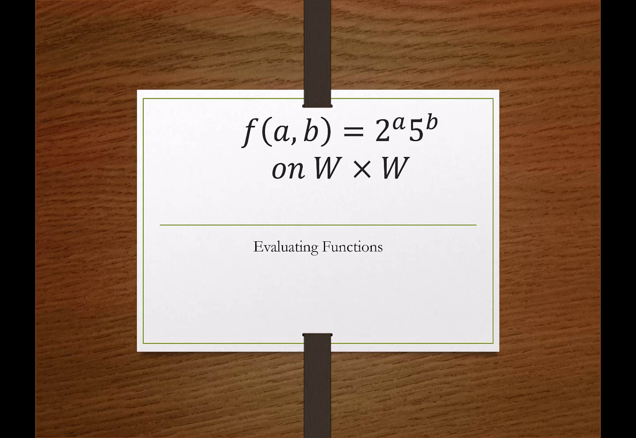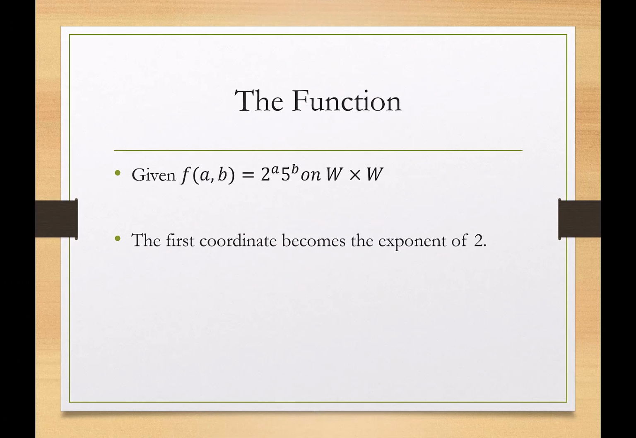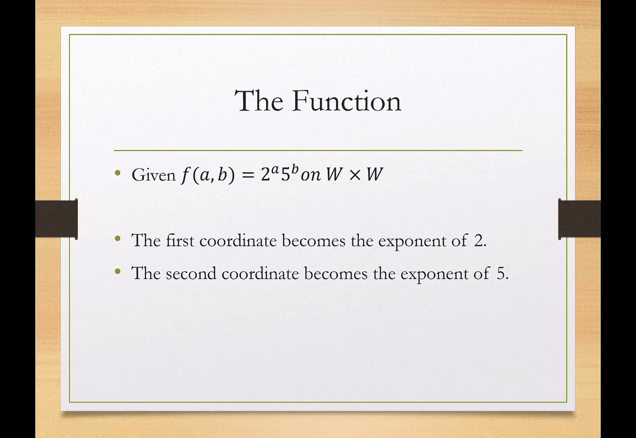Hi everybody, in this video we're looking at the function f of a, b that's defined to be 2 to the a times 5 to the b. Our domain is the whole numbers and our codomain is also the whole numbers. So in this function, the first coordinate becomes the exponent of 2 and the second coordinate becomes the exponent of 5. For example, if I have f of 2, 1, that means I have 2 squared times 5, which is 20.